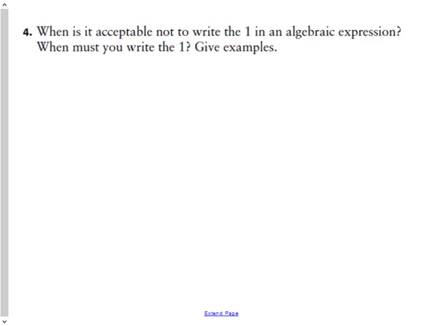Question 4. When is it acceptable not to write the 1 in an algebraic expression? When must you write the 1? Give examples. So you don't need to use a 1 when it's a coefficient of 1. So for example, if it's 1x, we just say x. We don't say 1x, we just say x.